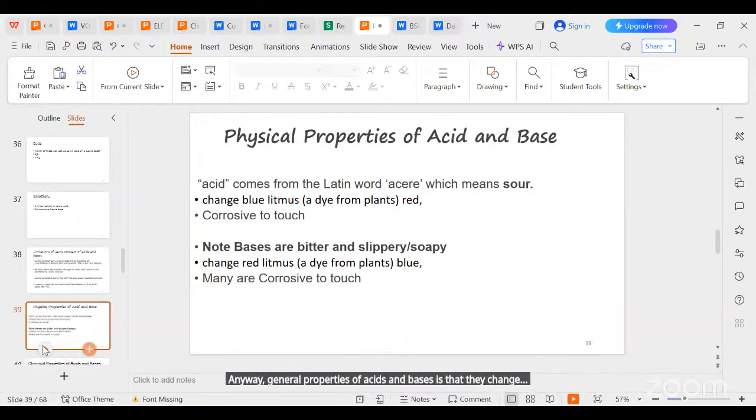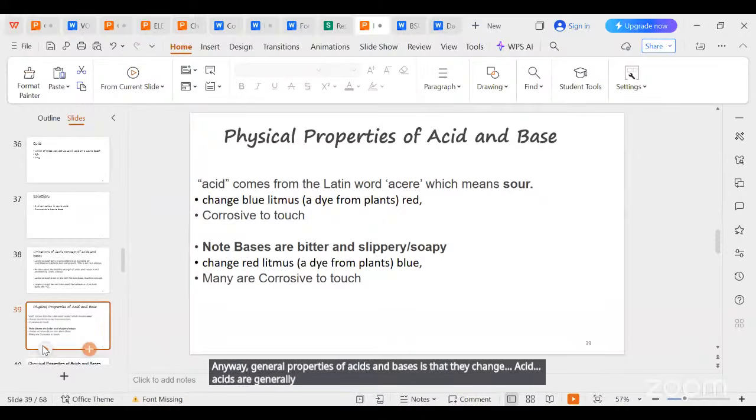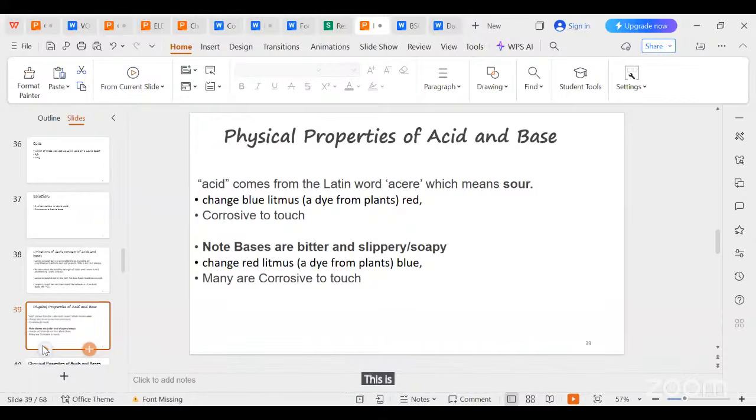Acids are generally sour. Acids change blue litmus paper to red. Acids are corrosive to touch. Bases in taste are bitter. Bases are bitter and slippery and soapy to feel.